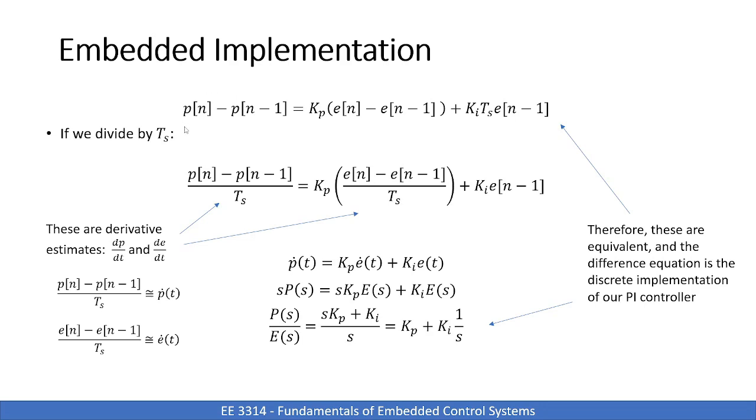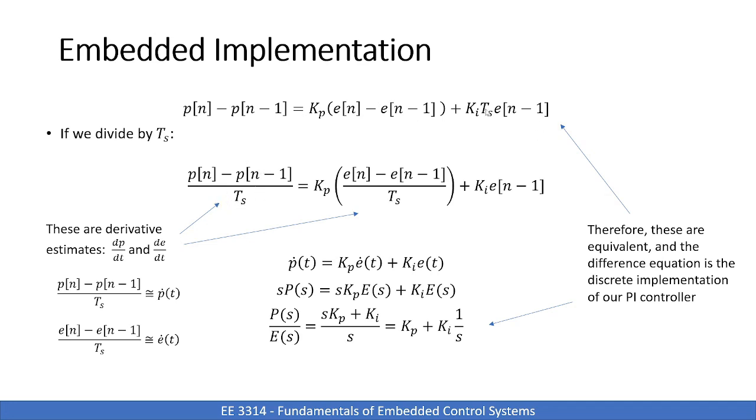Just to verify that this difference equation really is representing our desired PI controller, we can divide everything by Ts, and we get this form down here, which should start looking closer to what we're trying to do in the S domain, right? If you're looking at the difference of two samples divided by the time, remember what we talked about, that is really an estimate of the derivative, right?